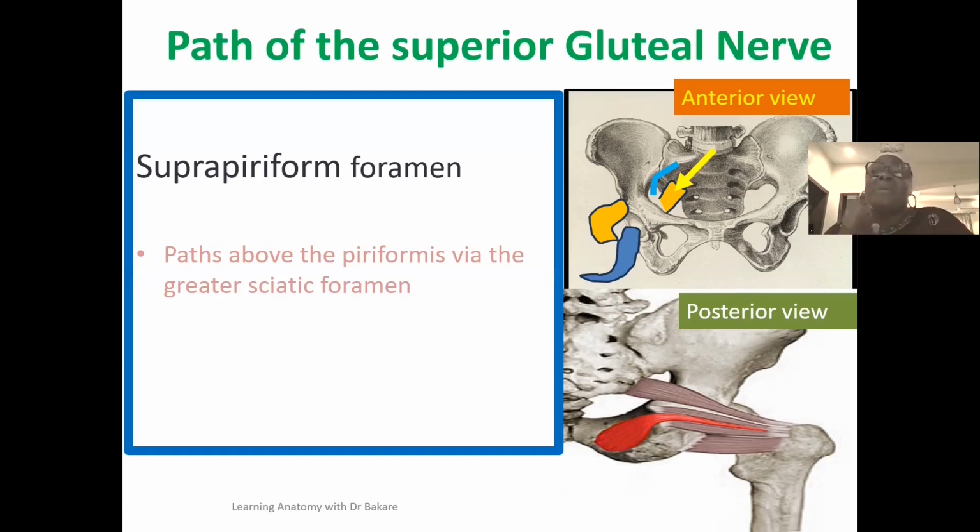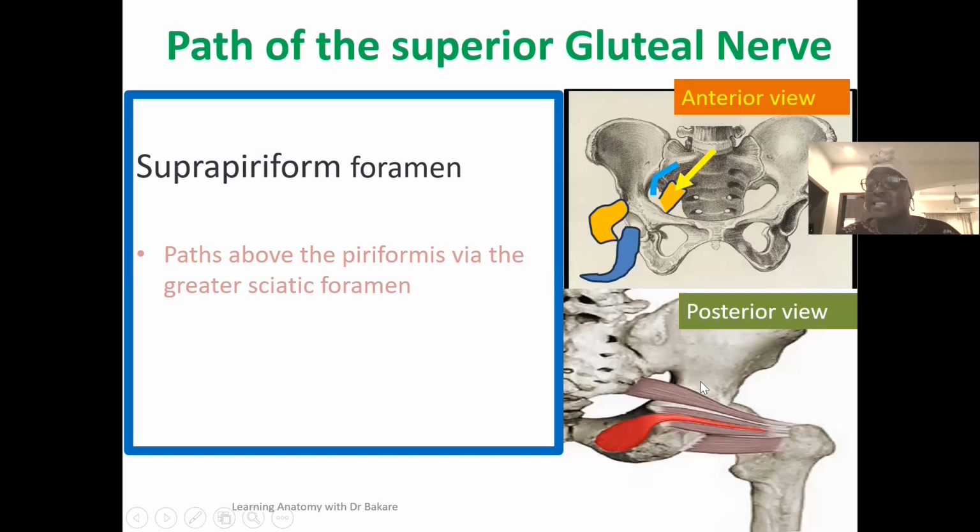The suprapiriform foramen, if you try to break down the name, as I've always said on this channel, you see that the suprapiriform foramen is a foramen that is created above the piriformis, just as the name implies. So it means that a foramen is created superiorly here above the piriformis. And this is what is referred to as the suprapiriform foramen. Let's see more details about the suprapiriform foramen.